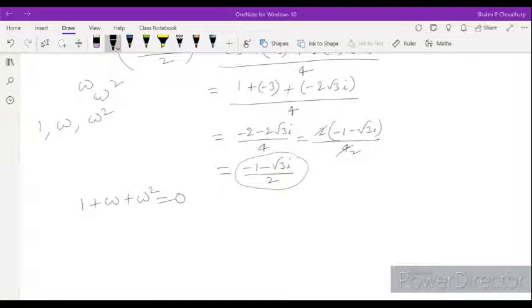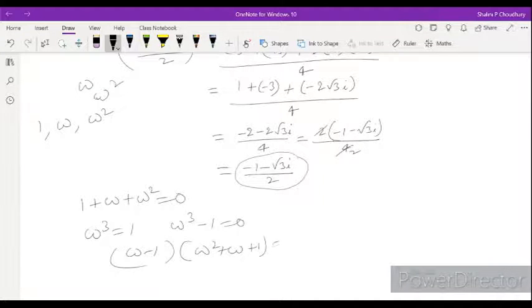Now if omega cube is equal to 1, then omega cube minus 1 will be equal to 0, and omega minus 1 into omega square plus omega plus 1 will be equal to 0. It means omega is equal to 1, or omega square plus omega plus 1 will be equal to 0.